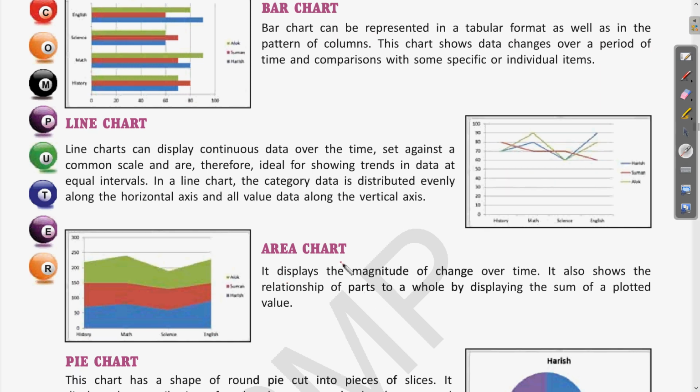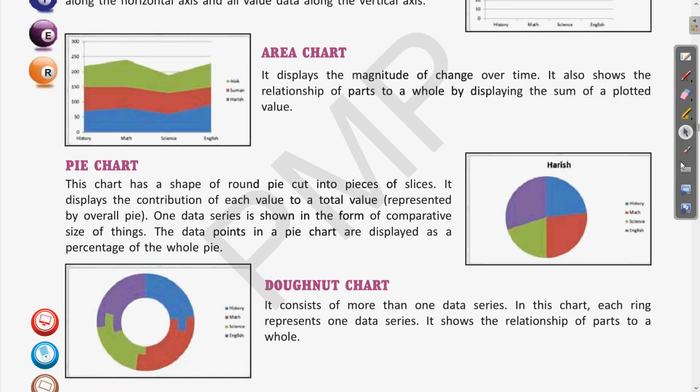Then area chart, whatever the magnitude is of any particular value, the area will denote the magnitude of those values. Clear? So this is the area chart. Then pie chart we have seen that they are represented in a circular form, and in those circles the sector of the particular item or value will denote the magnitude of those values. So this way we have seen how the pie chart is depicted.